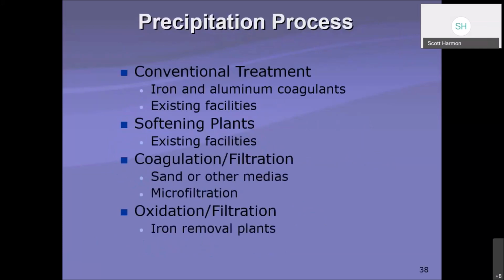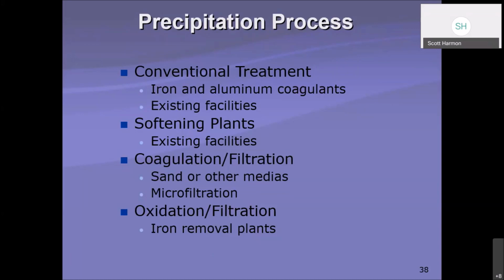So what's good about it is essentially using conventional type treatment with iron and aluminum coagulants. So that's going to help in the arsenic mitigation, right? So it can be done with existing facilities for the most part. So softening plants at existing facilities, coagulation filtration using sand or other medias, microfiltration also, which is a form of membrane, and oxidation filtration for iron removal type plants.